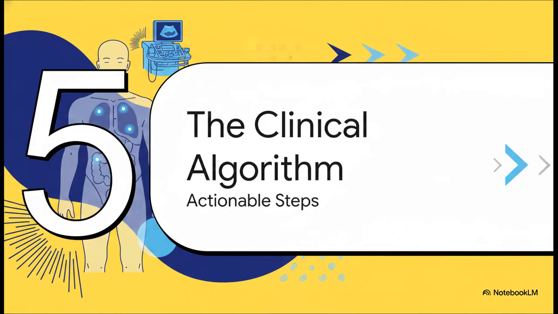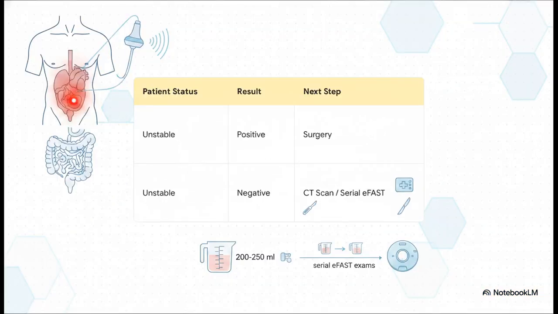Okay, let's wrap this up with Section 5, the clinical algorithm. So, what do we do with all this visual data? We turn it into action. If you have a patient who is hemodynamically unstable and their eFAST is positive, the surgeon now knows generally where the bleeding is, abdomen, chest, or heart, and can plan their surgical approach right away.